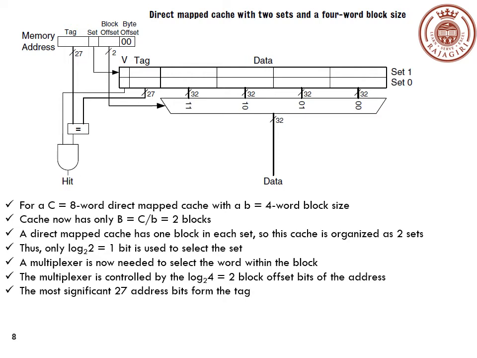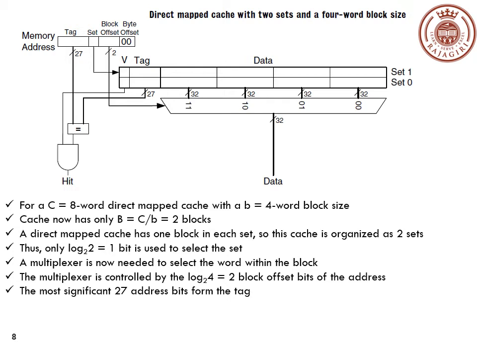Right now you know that in a block you are going to have 4 words. In order to differentiate these 4 words inside the block, you are using a block offset of size 2 bits. And in this example you can see that you are having set 1 and set 0. So in order to differentiate that, the set value is a single bit, and the tag value is of size 27 bits.